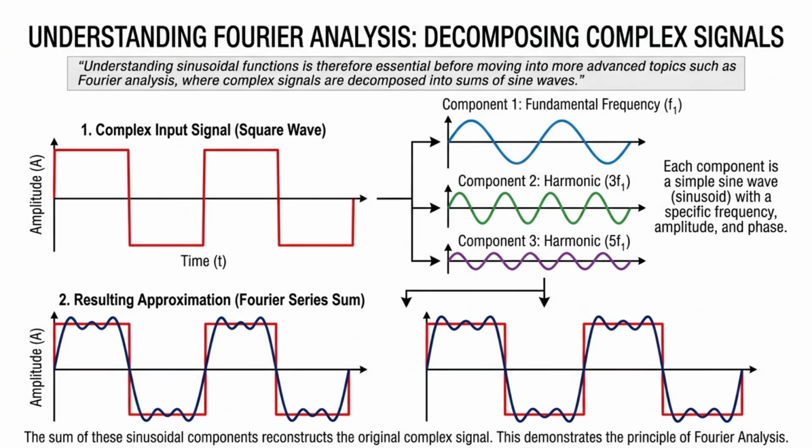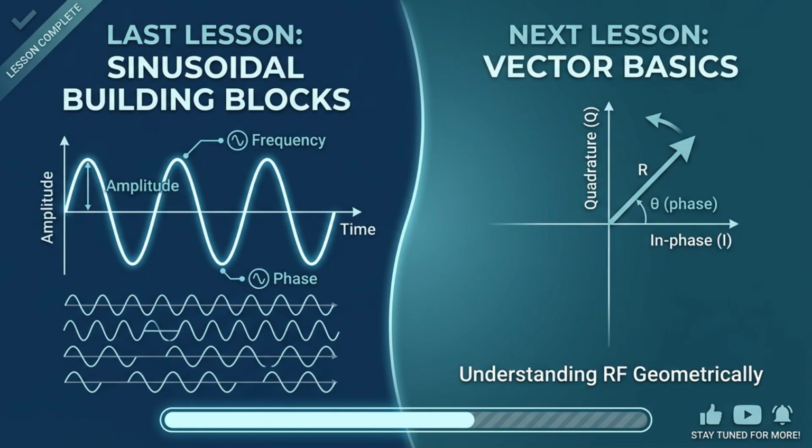Understanding sinusoidal functions is therefore essential before moving into more advanced topics such as Fourier analysis, where complex signals are decomposed into sums of sine waves. In this lesson, we learned that sinusoidal functions are the fundamental building blocks of RF signals. They describe oscillations in time using amplitude, frequency, and phase, and form the basis of all wave behavior in electrical systems. In the next lesson, we will explore vector basics and understand how RF signals can also be represented geometrically.